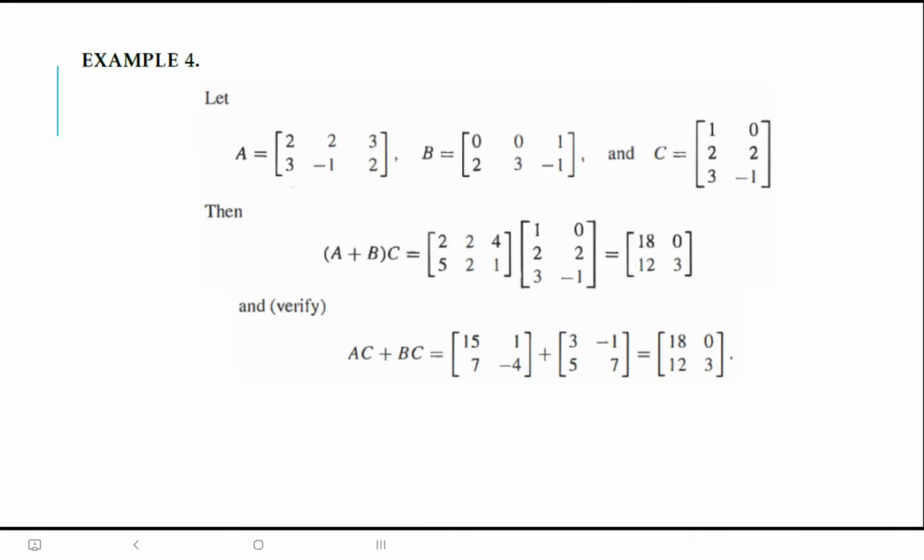Okay, so here is just another example of the properties na na-discuss natin. So, here we have A, B, and C. So, A plus B times C is just equal to AC plus BC. So, pareho lang yung nakuha natin na value. Pwede nyo namang i-verify ito.